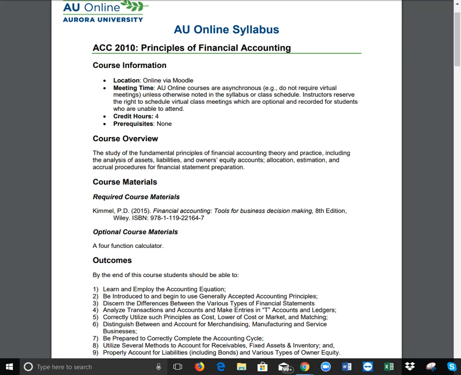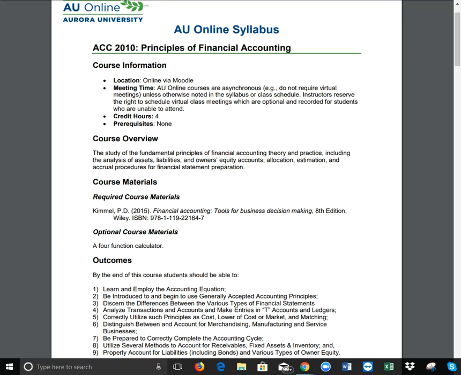So here are our outcomes. If you look below, the 9 outcomes for this class, and we're going to start with learning the accounting equation. That is the basis for almost everything else you do in financial accounting. We're also going to learn about GAAP, which is generally accepted accounting principles. Then we're going to see the various types of financial statements. There are 3, and sometimes some people say 4 main financial statements. We'll learn what those are.